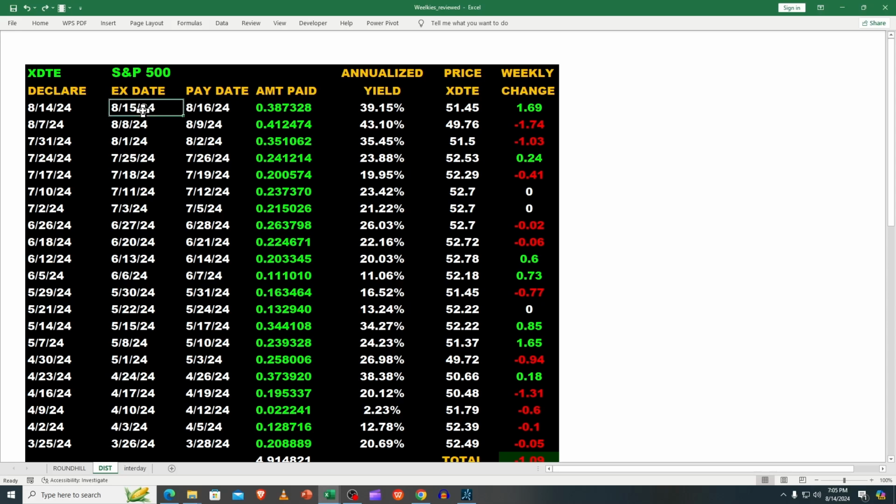And tomorrow on 8/15, it'll be ex-dividend, meaning if you buy this fund, you won't get it until the following payment, right? And on their website, they have all this scheduled. And then when will you be paid? You literally buy it on 8/14, you'll be paid on 8/16. All right. So the XDTE fund is based on the S&P 500. And again, they're writing daily options to collect income.